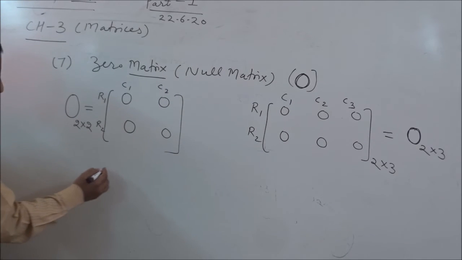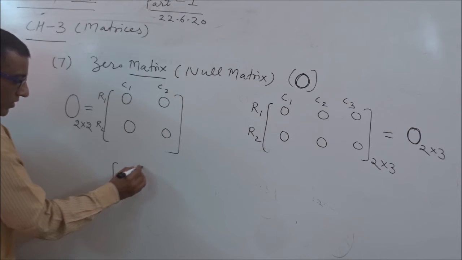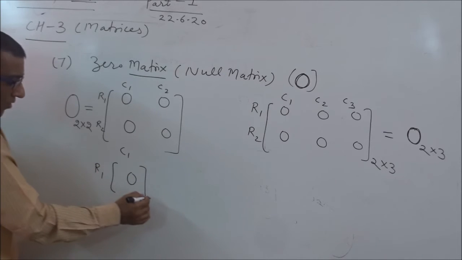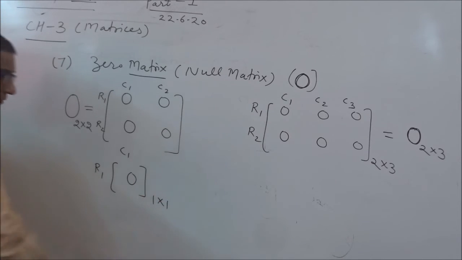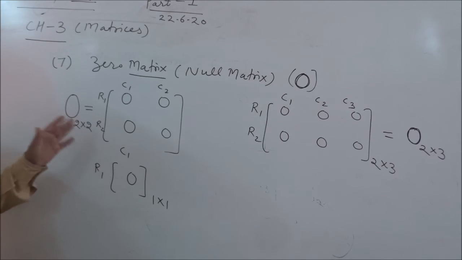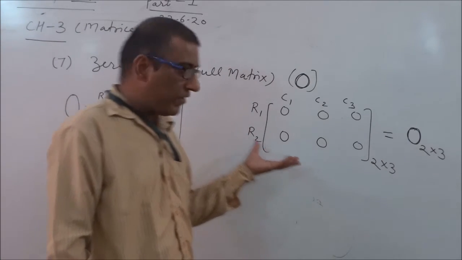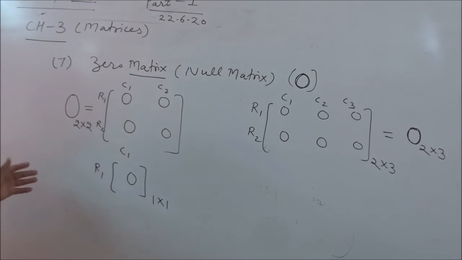For example, if you are taking 0, this is also an example of zero matrix because it is related with one row and one column, or we can say again this is an example of a square matrix. So there is no need that a zero matrix must be a square matrix. It may be a square matrix. If it is not a square matrix, then also it is a zero matrix, as you see in these examples.